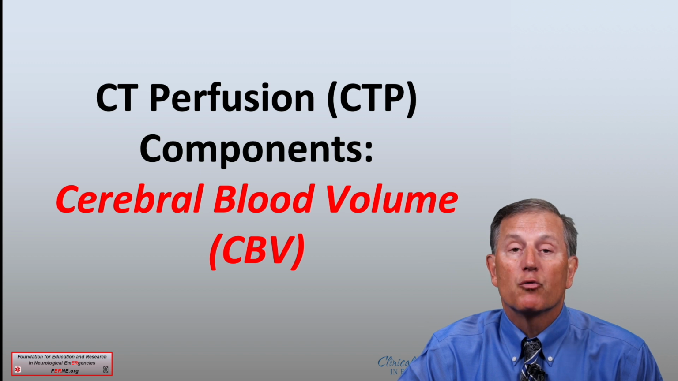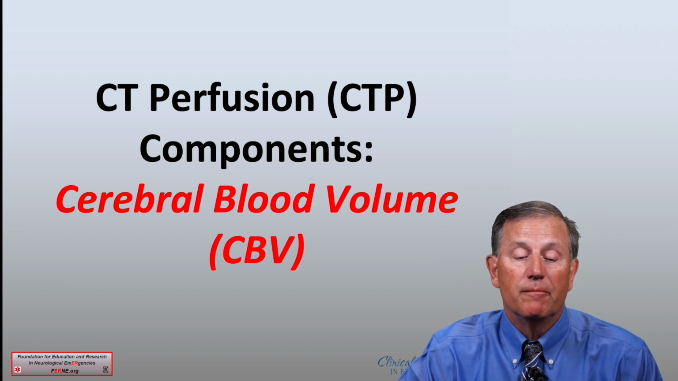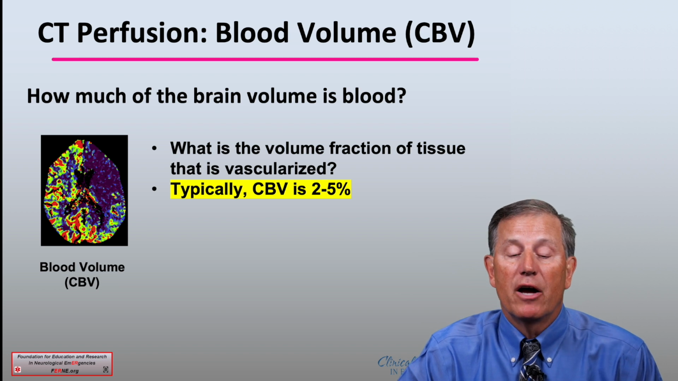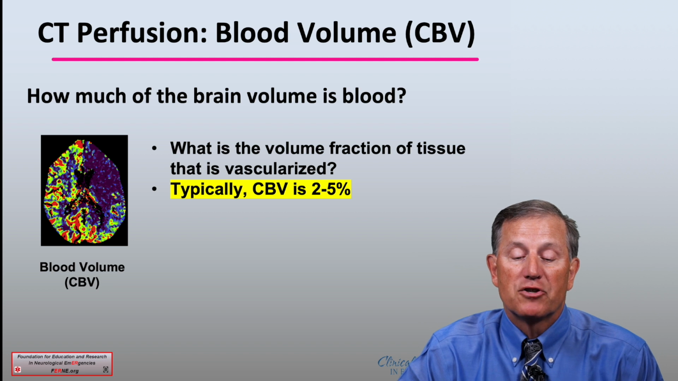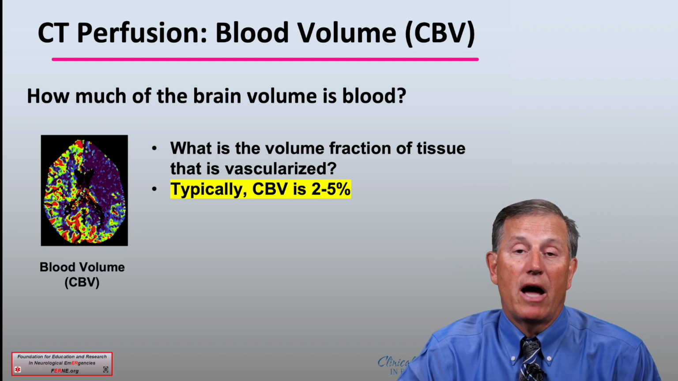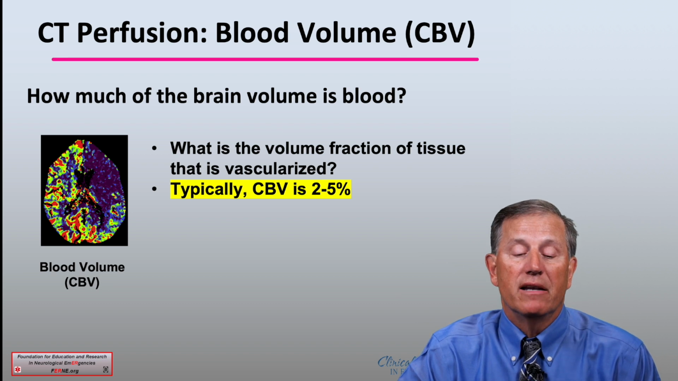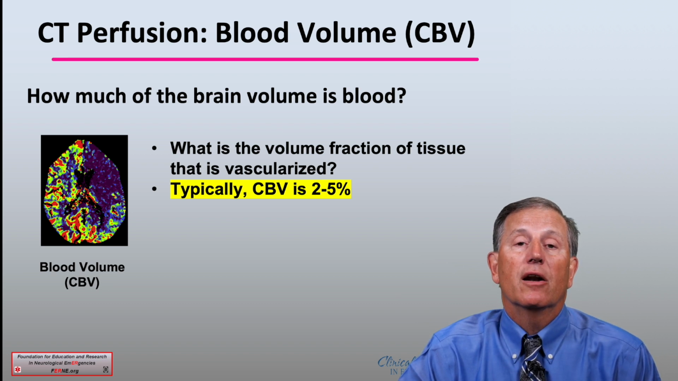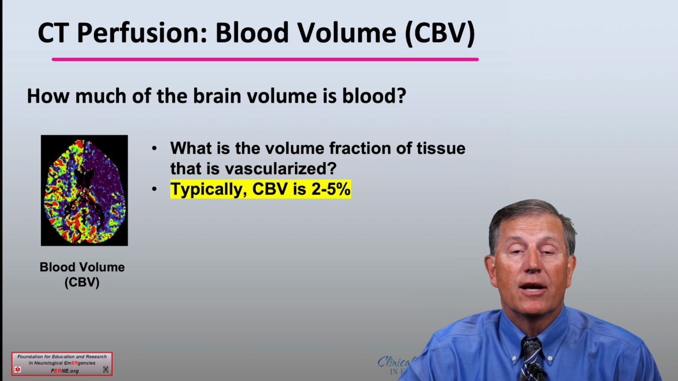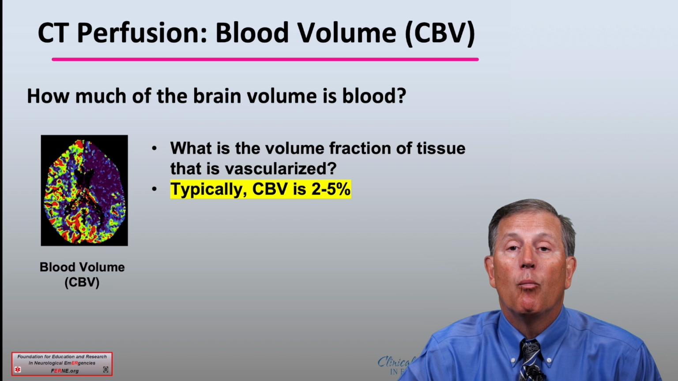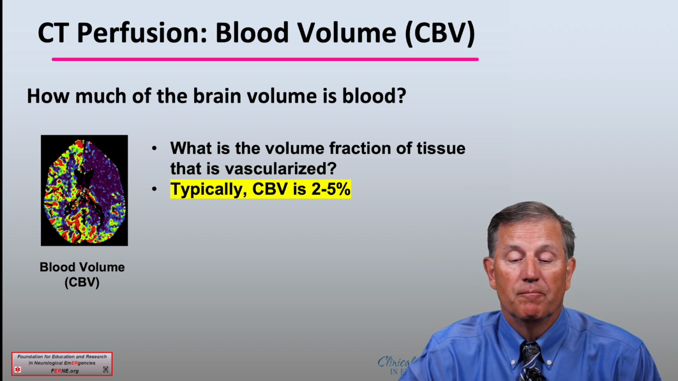The first is cerebral blood volume, CBV. With CBV, you ask the question, how much of the brain volume is blood? And the question is, what's the volume fraction of tissue that is actually vascularized and includes blood? And typically the CBV is 2 to 5%. And when considering a cutoff that would suggest a core infarct, we're really looking at comparisons in CBV from the affected side as compared to the normal side.